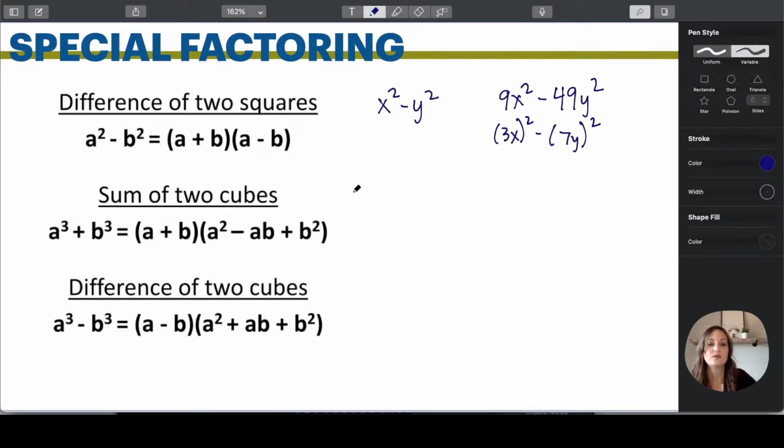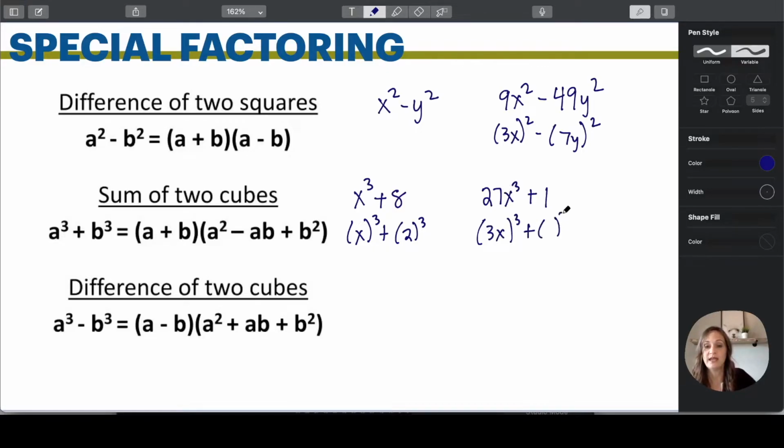The sum of cubes would look something like x cubed plus 8. The reason is that x could be cubed, and 8 is actually a perfect cube. It is 2 cubed, because 2 to the 3rd power is 8. Another example would be 27x cubed plus 1. So what cubed will get you 27x cubed? The answer is 3x, because 3 cubed is 27. And then what cubed will get you 1? The answer is 1.